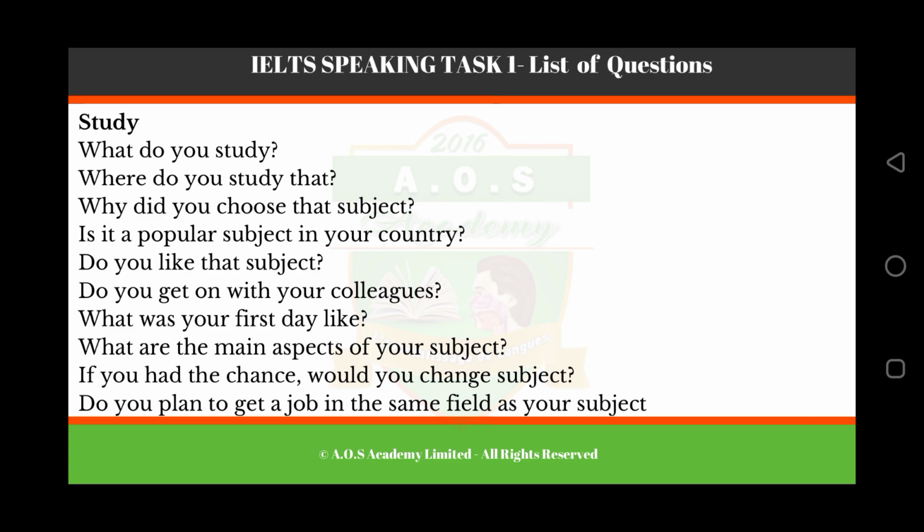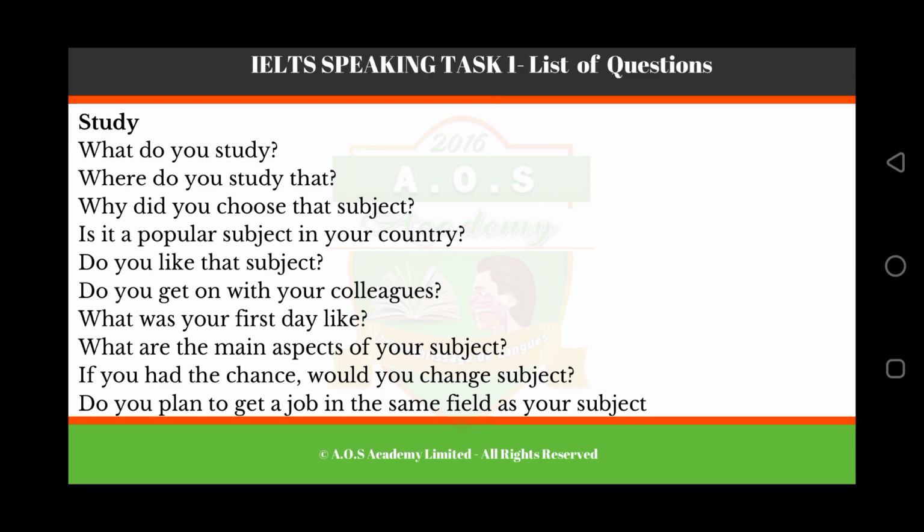Why did you choose that subject? I chose this subject because it aligns with my interests and passions and offers a promising career path. I am particularly interested in software engineering. The fourth question: is it a popular subject in your country? Yes, it is a popular subject in my country. Many students are attracted to it because it offers great opportunities for creativity and innovativeness.